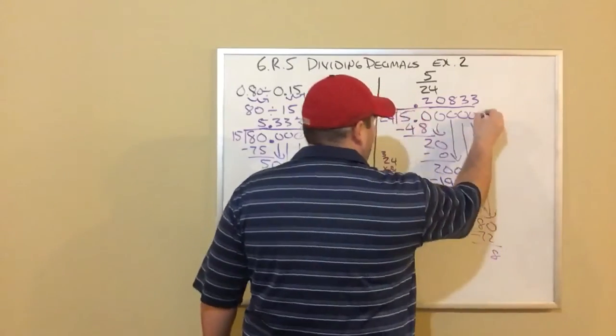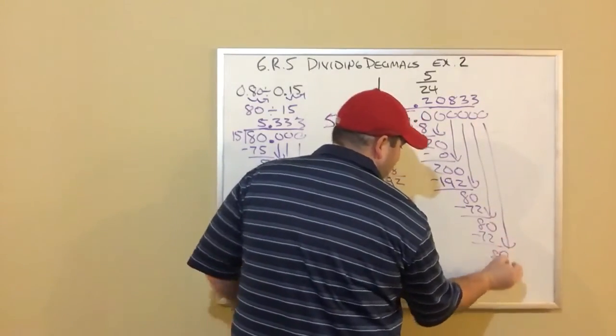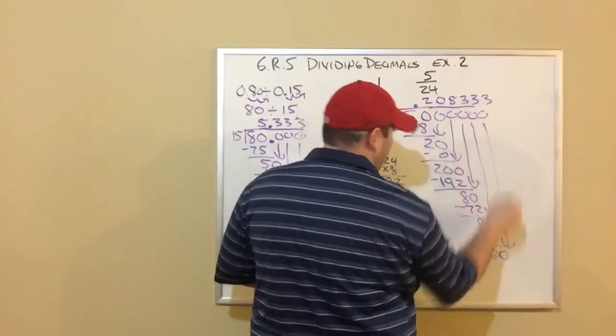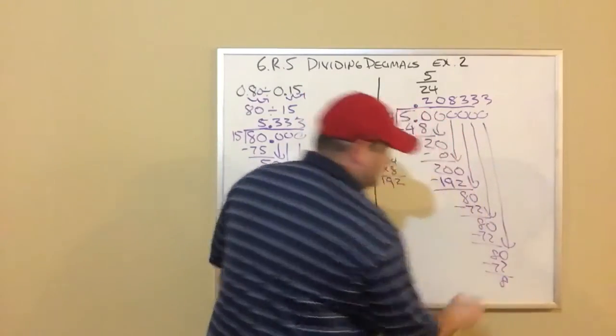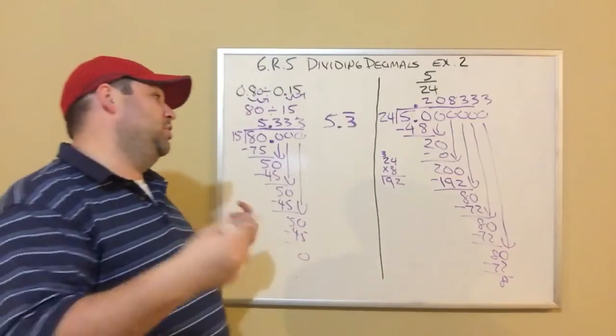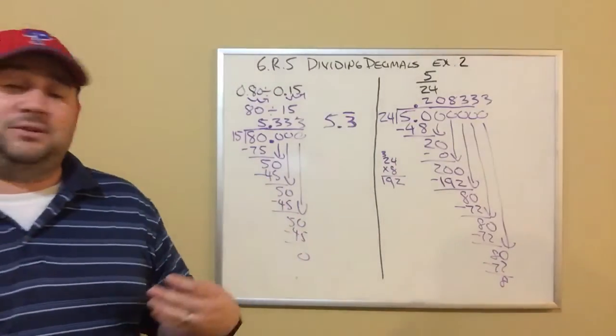Subtract, I get 8. If I were to do it again, you can see it's going to be the same way. That'd be 3 more times. 72, 8. You see the pattern. You see it emerging. It's 0.208, 33333 forever and ever and ever.